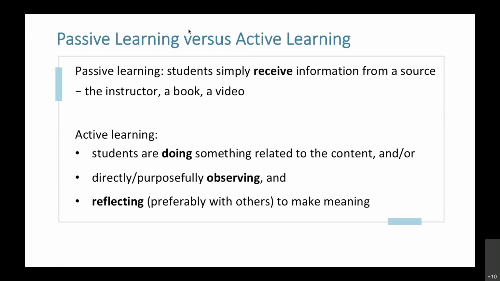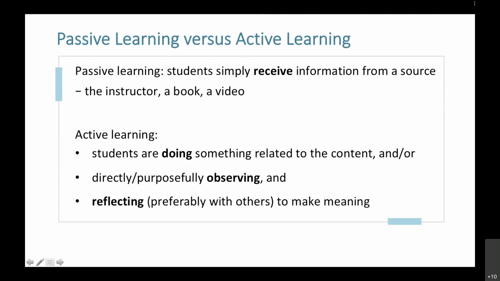So active learning, we're often seeing students doing something with the content rather than just receiving it. We're asking students to purposefully observe and see what's happening while they're observing. And then reflecting, hopefully with others, but sometimes even with themselves, to make meaning of what they've read or listened to or observed. So that is, for me, important to think about, that passivity versus being active. And then changing from passive to active immediately helps with engagement. So those are some other ways of looking at the definition of active learning as well.